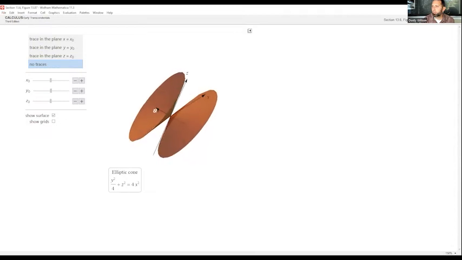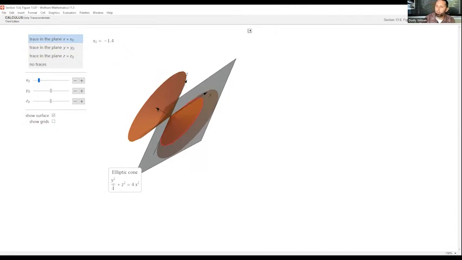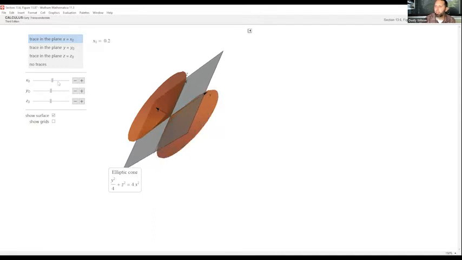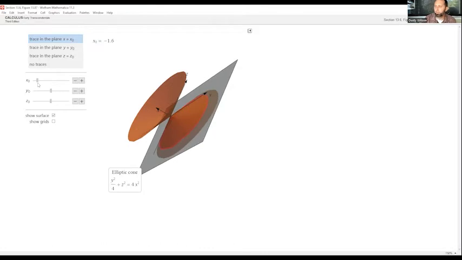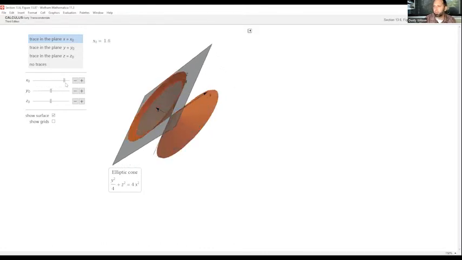The equation is given below. We look at the traces when x is equal to x naught. Notice that we have ellipses. As we move along the x-axis, notice in our equation we have y squared over 4 plus z squared equals 4x squared. So here we're moving along the x-axis. It's almost like we're fixing a radius, if you will, of a little ellipse. It's not really called a radius on an ellipse, but you get the idea.